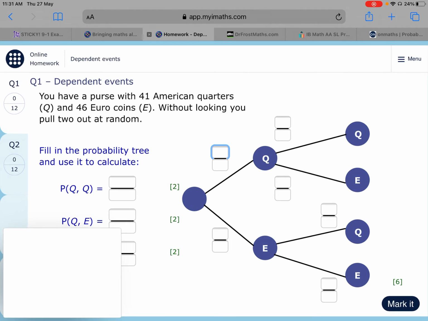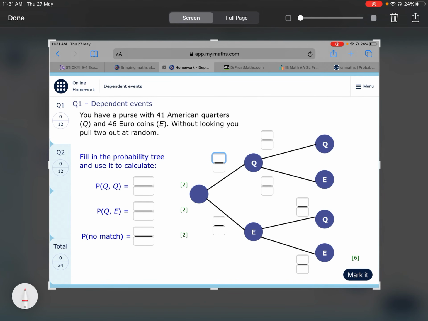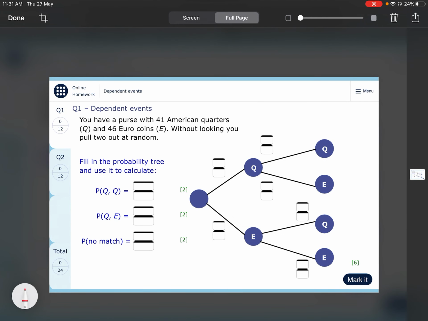So if we look at this here, there are 41 and 46. The first thing I want to do is add them together to get the overall total of coins, which is going to be 87. So if Q is the American quarters, that gives me 41 out of 87, and that leaves 46 out of 87 euros.